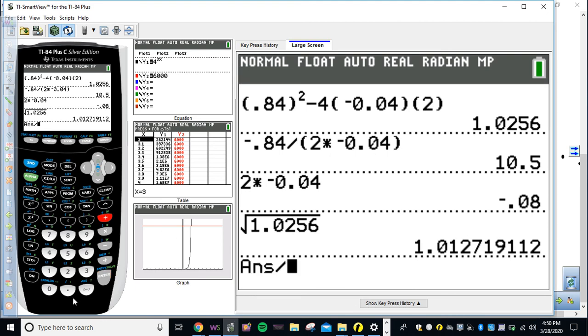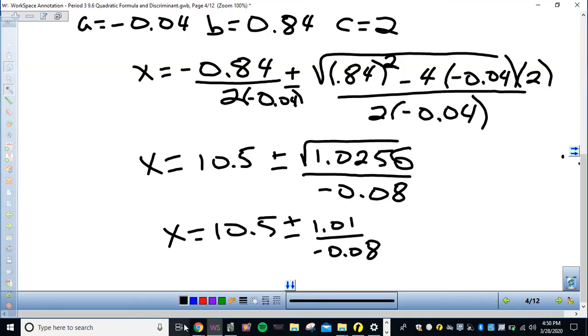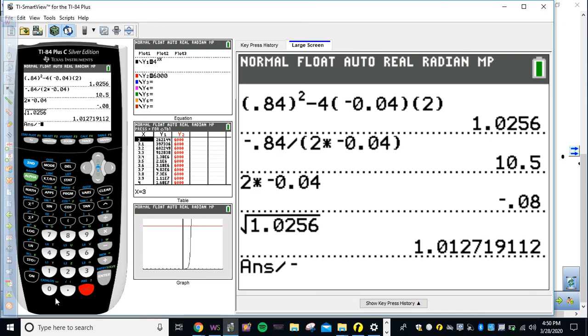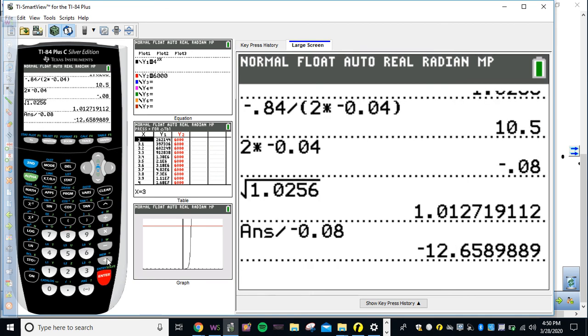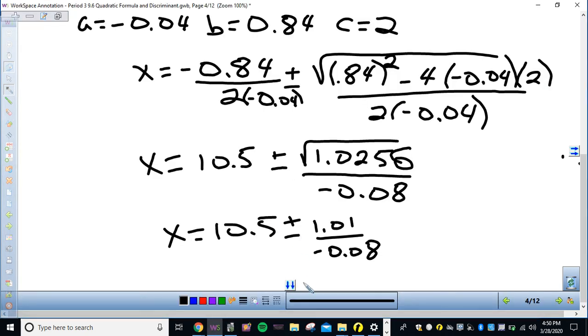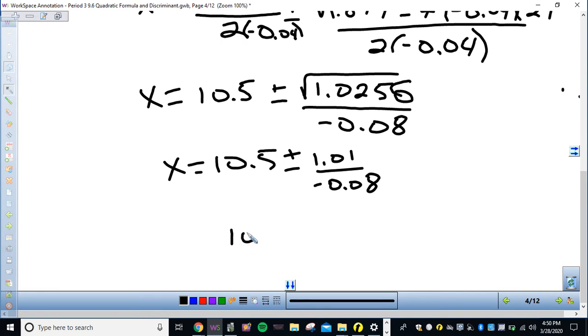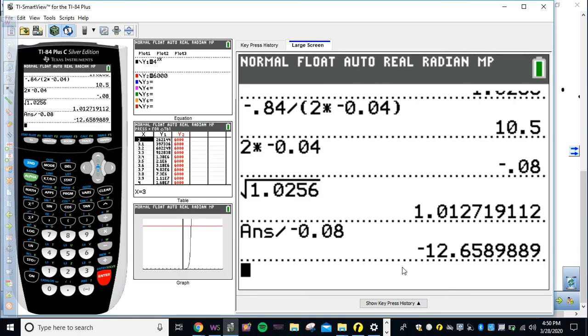So just divide by negative 0.08. So we're going to get negative. Again, I'm going to forget about that negative, round to hundredths again. So that 8, if it's 5 and above, you give it a shove, so that 5 turns into a 6. So we have 12.66. Again, I'm forgetting about that negative now. So 12.66. So we have 10.5 plus or minus that 12.66.